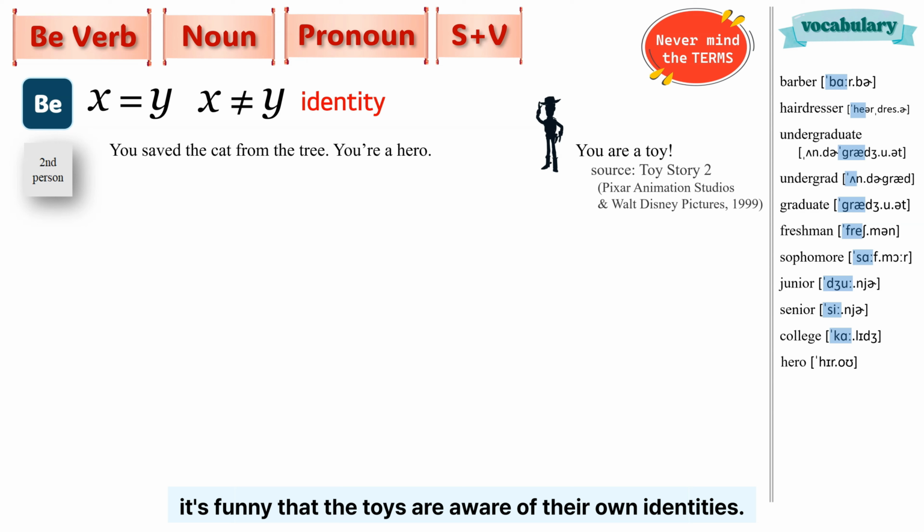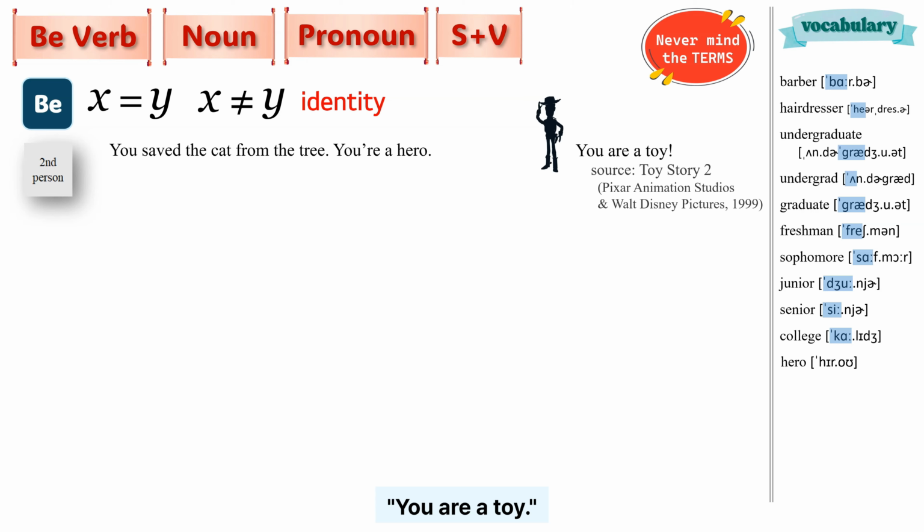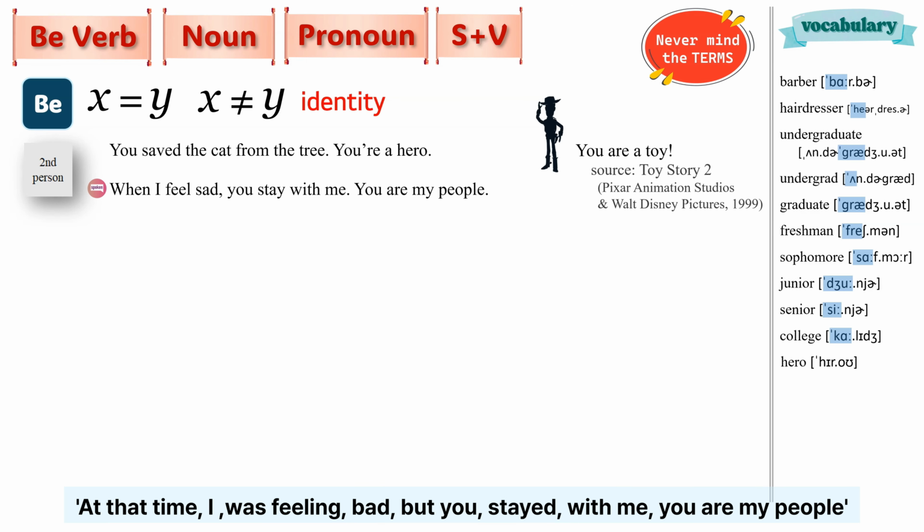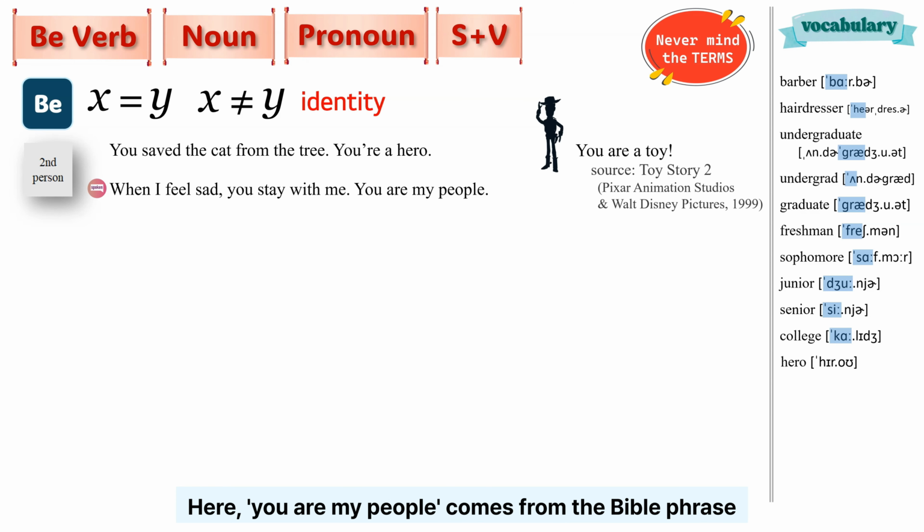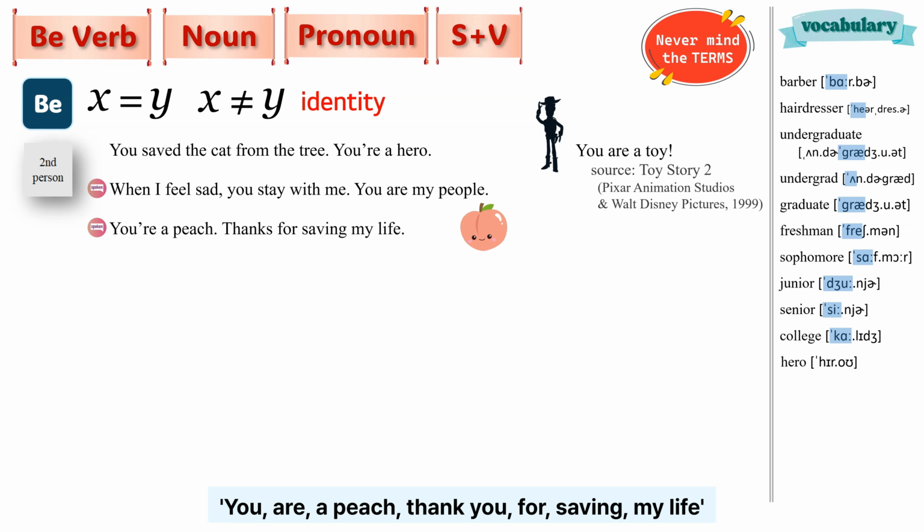It's funny that the toys are aware of their own identities. It's a famous line from Toy Story. You are a toy. At that time, I was feeling bad, but you stayed with me. You are my people. Here, you are my people comes from the Bible phrase meaning you belong to me or we have a close bond. It means you and I understand each other well. You are a peach. Thank you for saving my life. Like a peach, which is sweet and soft, this means you are a very kind and good person.